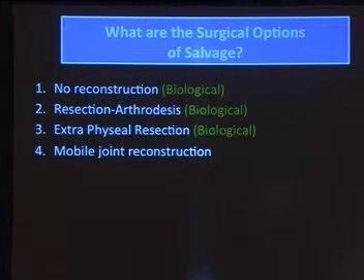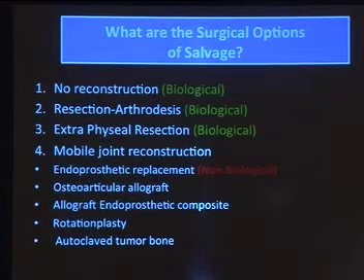What are the surgical options of salvage? I'm not going to go into those details. Surgical options can be biological or non-biological. In the biological group, you have no reconstruction, arthrodesis, and extraphyseal reconstruction. In the non-biological group, you have endoprosthetic replacement, but then you have a whole array of mobile joint bearing biological options like osteoarticular allografts, allograft endoprosthetic composites, rotationplasty, and autoclaved tumor bone.